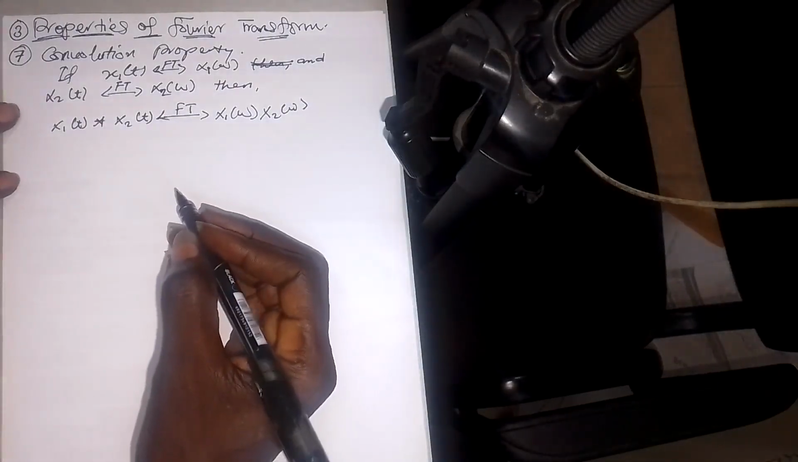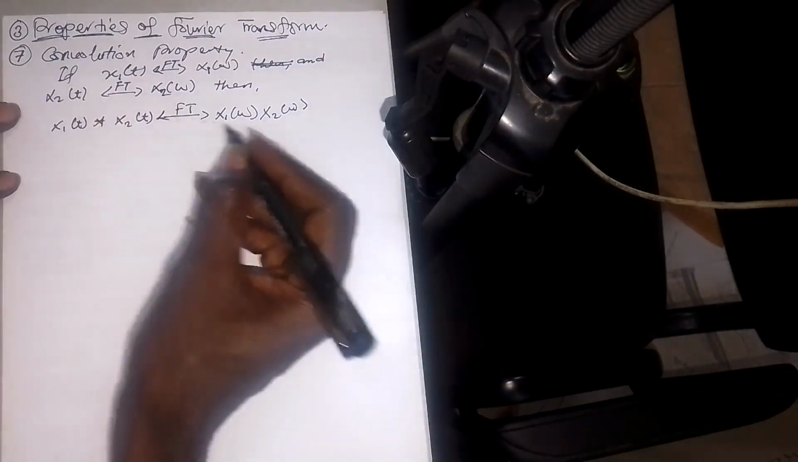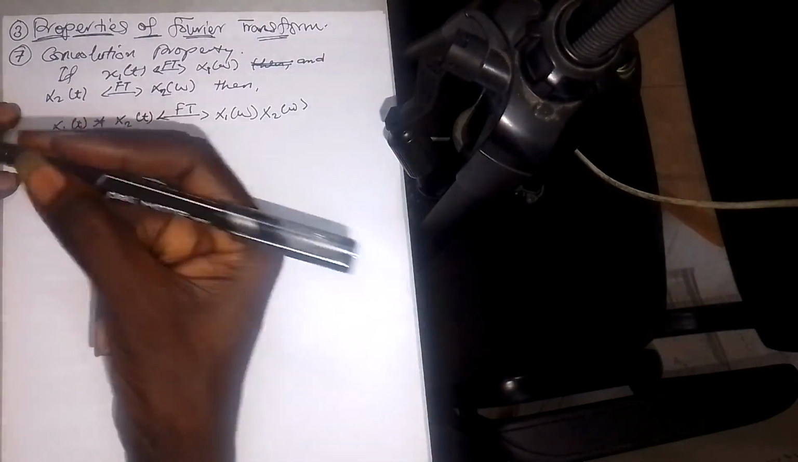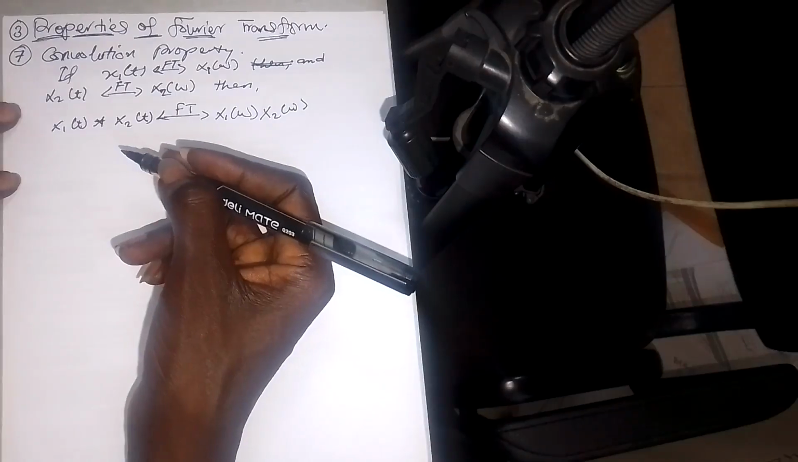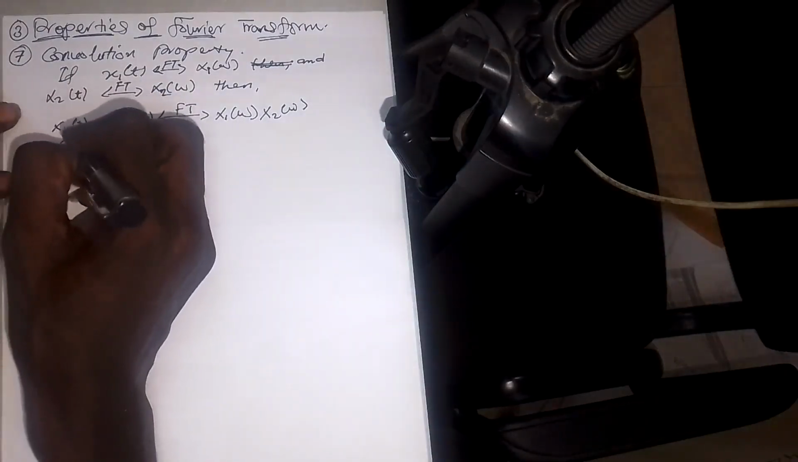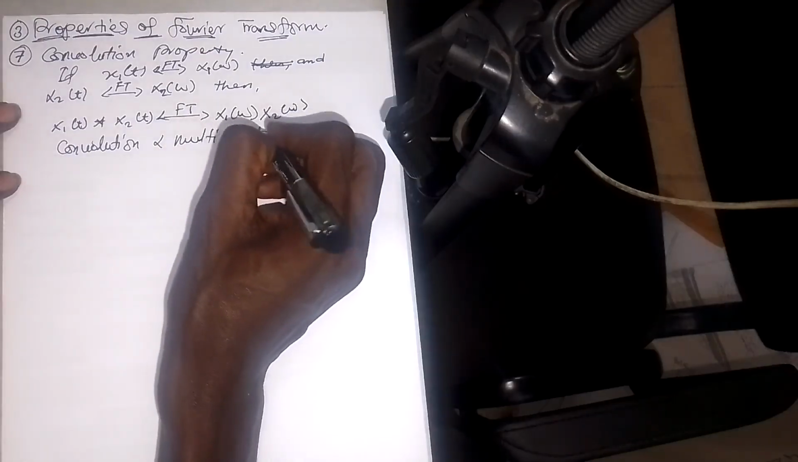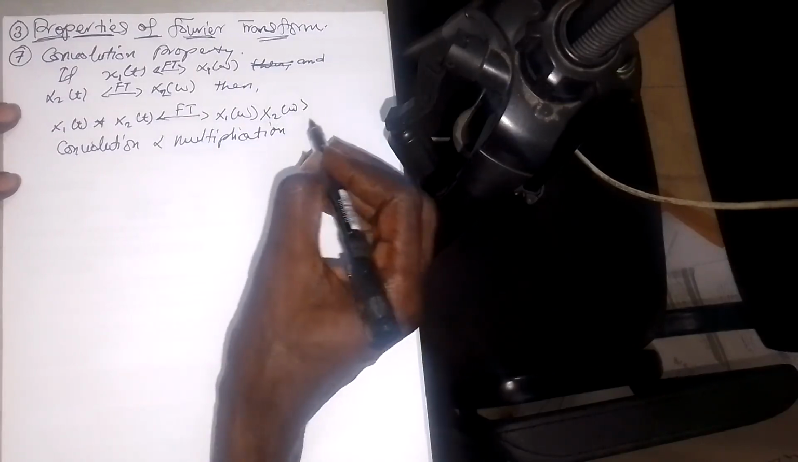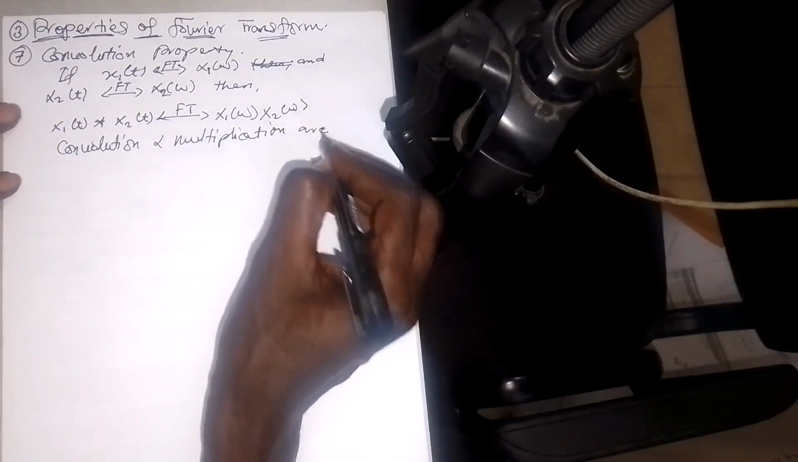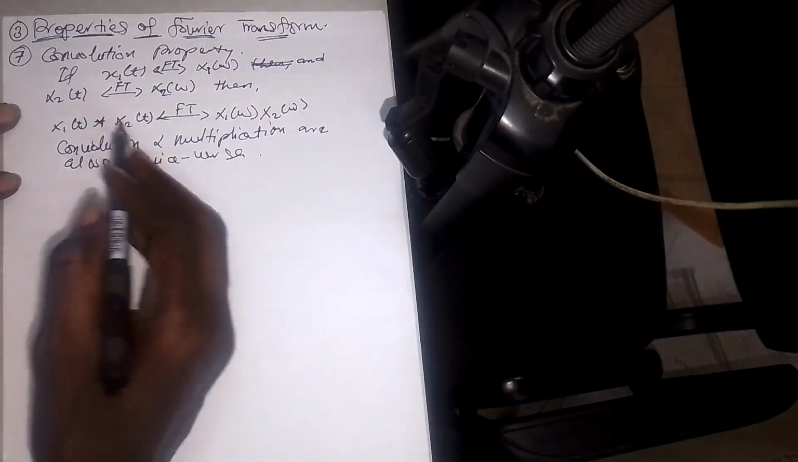What happens is that convolution and multiplication are always vice versa. So here you see that the convolution in time is leading to multiplication in frequency. That's what I mean.